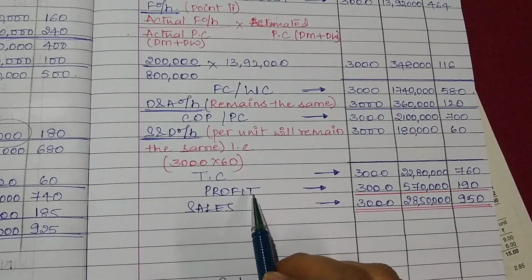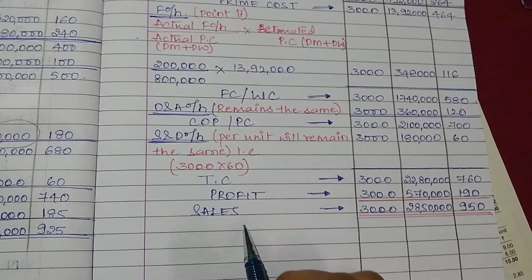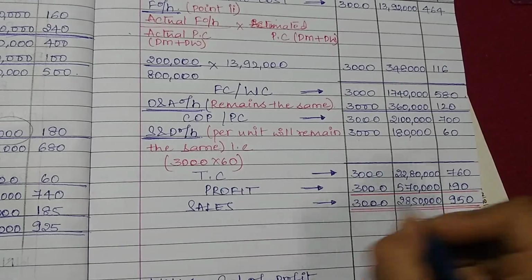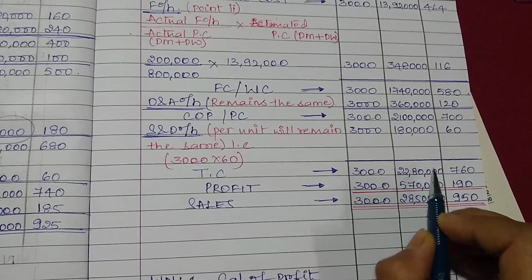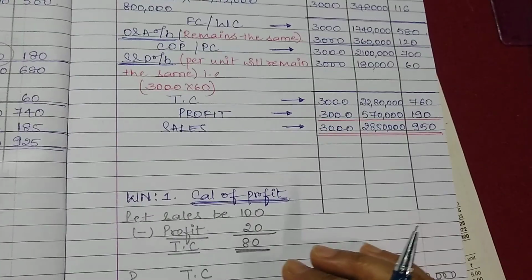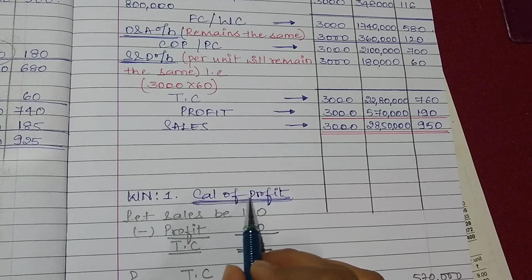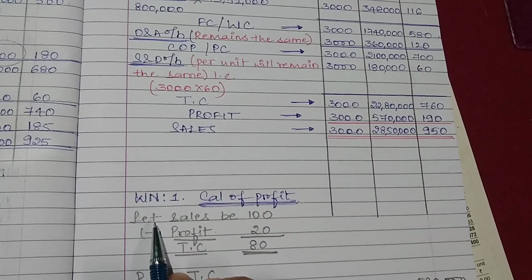Then now it is a question. They have told us to calculate the profit on sales. Now we do not know the sales, because only the total cost is a known factor. So what do you have to do at that time? Working note, calculation 1, calculation of profit. We do not know what the sales is.